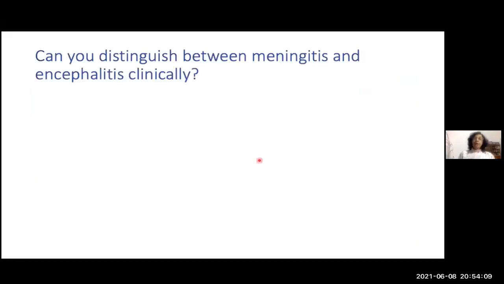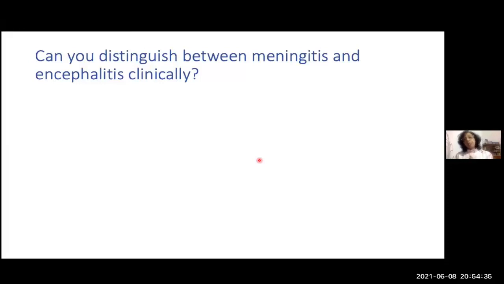Okay, now can you distinguish between meningitis and encephalitis clinically? Now, meningitis is mostly caused by bacteria, but can be viral as well. But encephalitis is usually a viral infection. So meningitis is meningeal inflammation and encephalitis is infection and inflammation of the brain matter.